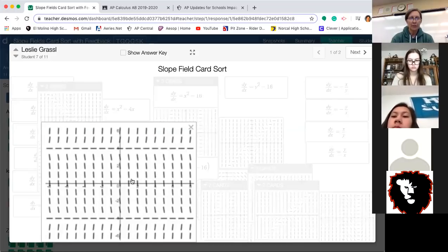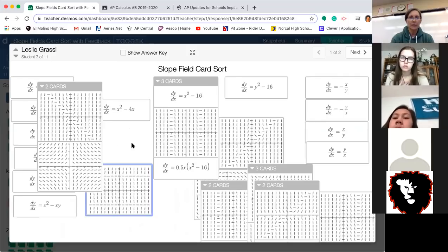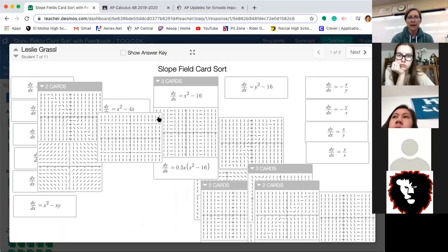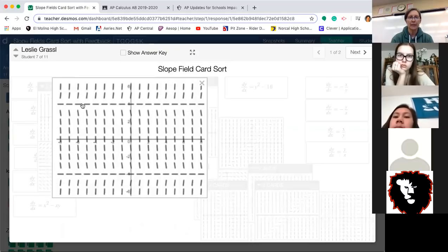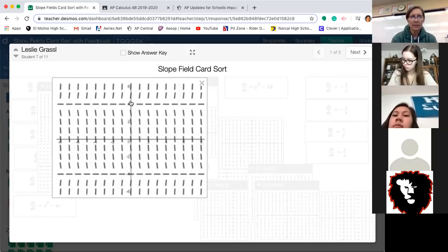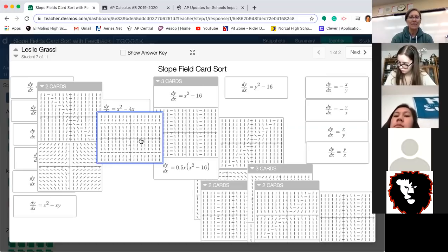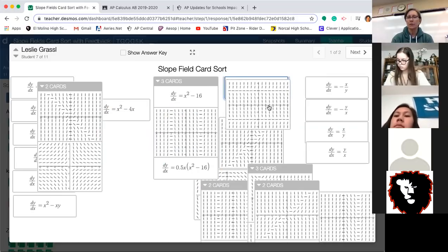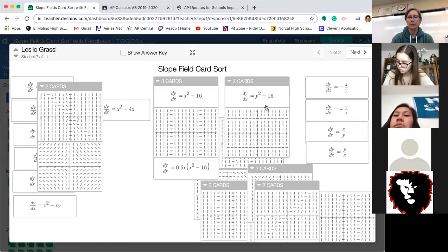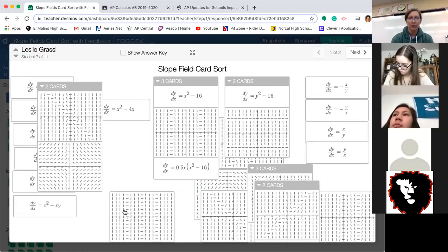Let me show you guys this one here real quick, just because I can see it. So this one here, do you see how those slopes are all the same horizontally? Like that. So these slopes are all 0 when the y value is 4 and when the y value is -4. So because of that, I'm thinking that's probably going to work with this one. So I'm going to try grouping those together. And now I'm going to go back to looking for other cards.